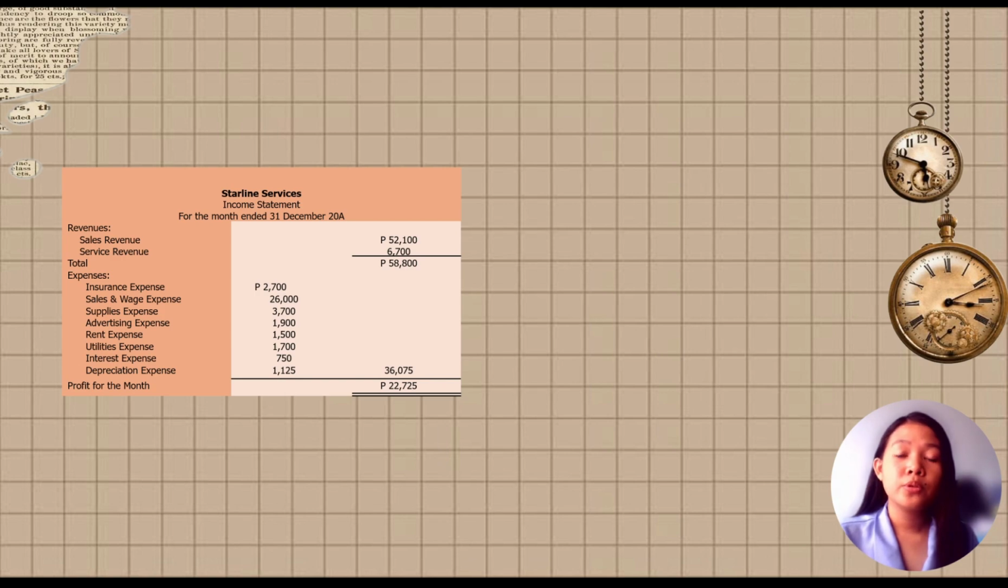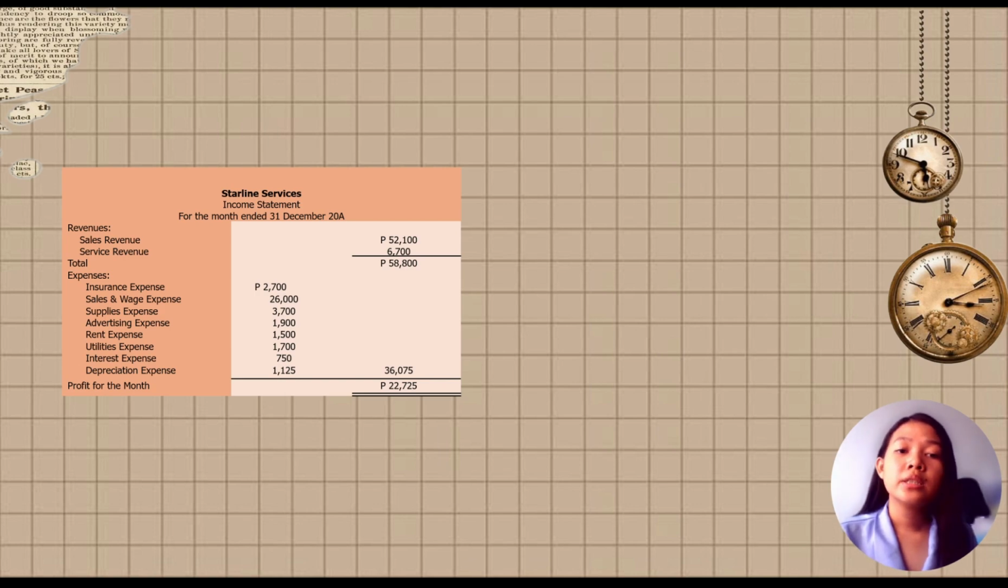So first we have to identify the revenues, the total of the revenues. Starline Services earns money from its operation during the month. So we have sales revenue, 52,100 pesos. Service revenue, 6,700 pesos. So the total of revenue is 58,800 pesos. This represents all income earned before expenses.